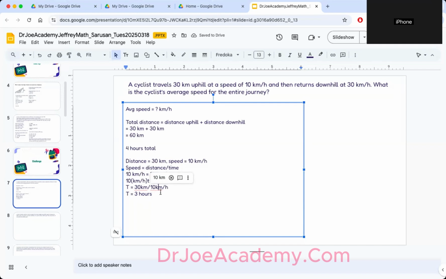And you'll notice that kilometers at the top and kilometers at the bottom cancel out because you're dividing them by each other. So kilometers cancel out. You're only left with hours. Therefore, t equals 3 hours. So that's correct. Perfect.